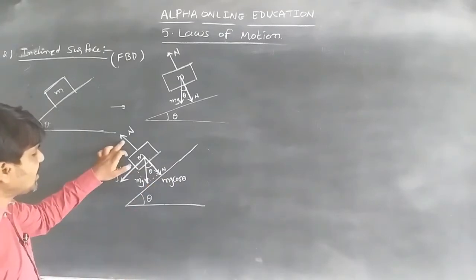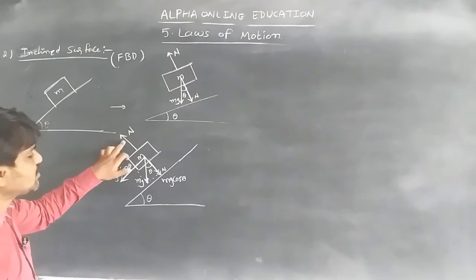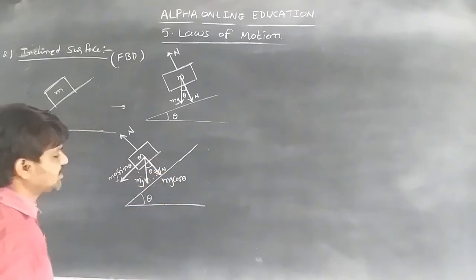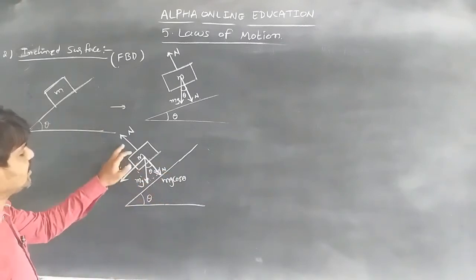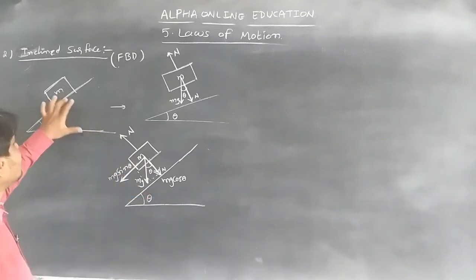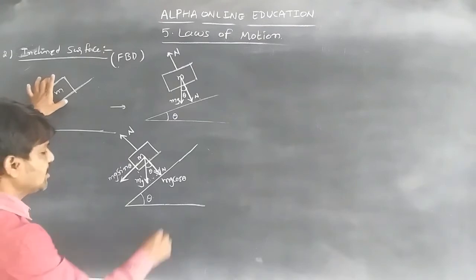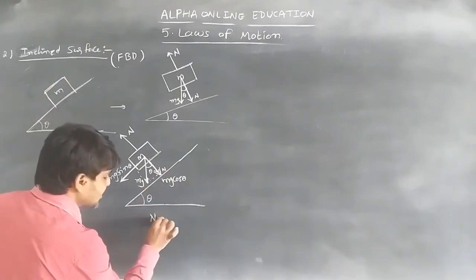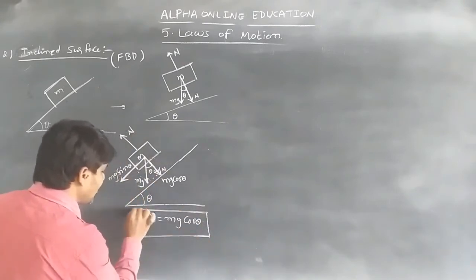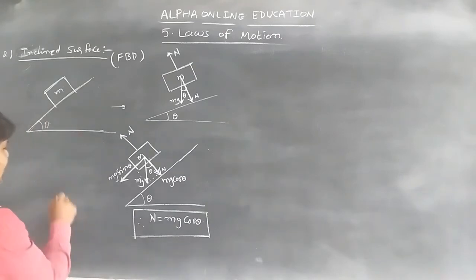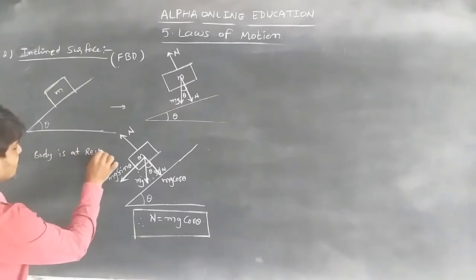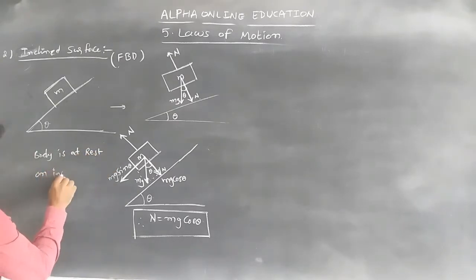From that, the equal amount of force is acting: the normal is acting in this direction and mg cos theta is acting in this direction. So equal amounts of forces, an action-reaction pair, are acting on that body. That's why the body stays at rest on the inclined plane. So N is equal to mg cos theta. This will be the normal reaction when the body is at rest on an inclined plane.